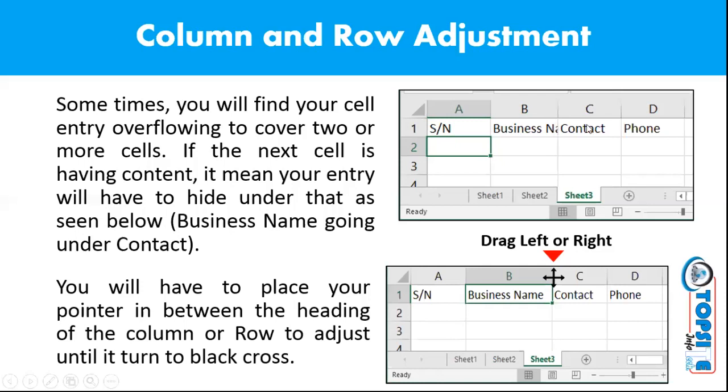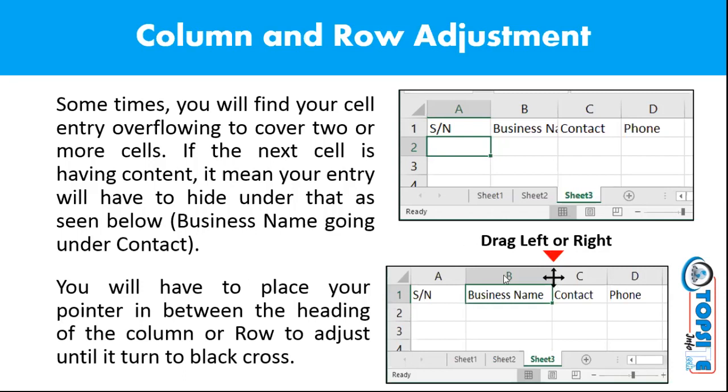You can find yourself in this situation. Or like the serial number, the space there is too wide. I want to reduce the serial number column. In that case, you need to adjust your column by reducing the size of the column. And how do you reduce the size of the column? Look at what we have there. You need to have your pointer.